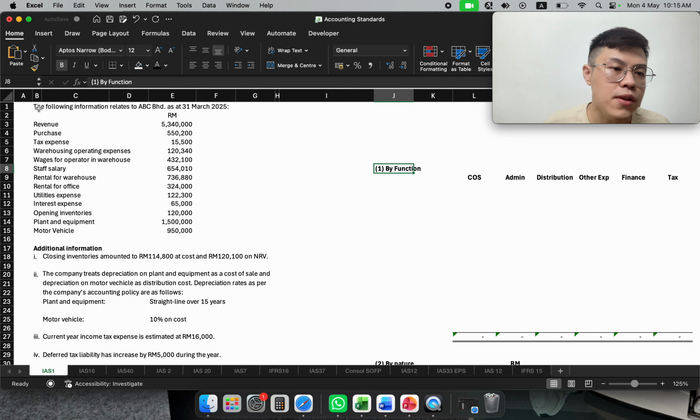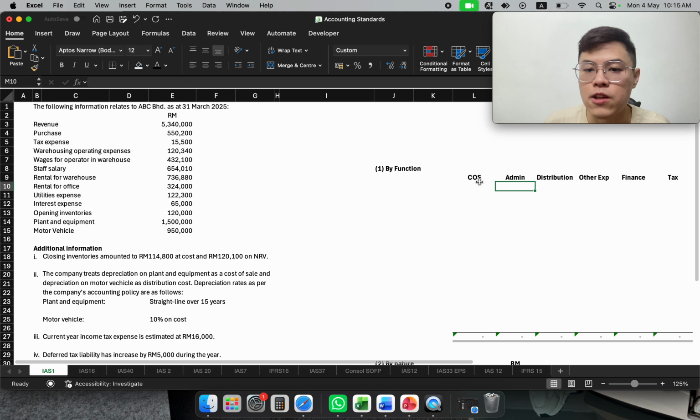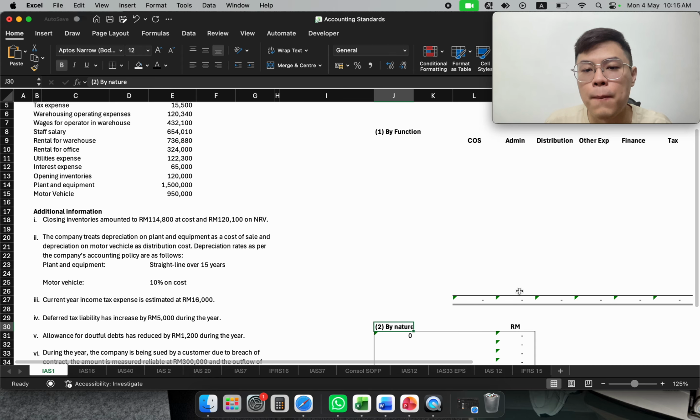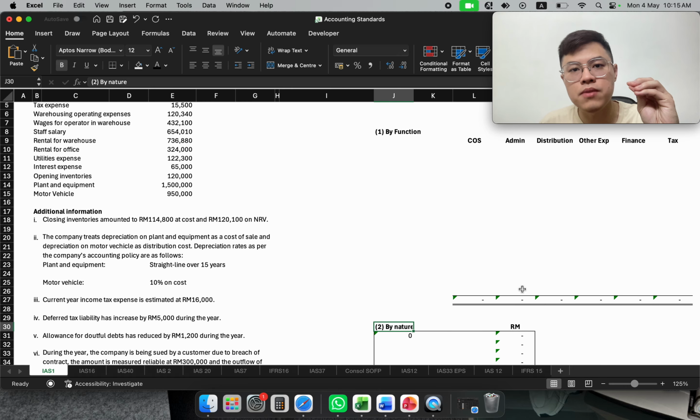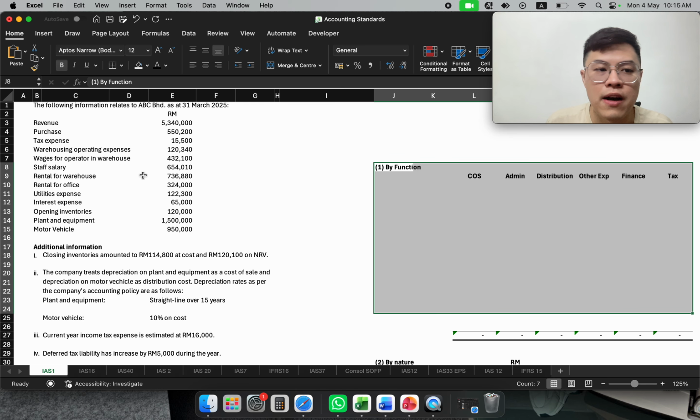So we are going to classify all this information given in the questions into cost of sales, admin, distributions, other expenses, finance, as well as tax. So these are technically the general functions that we always see in organizations. But later on, when we talk about by nature, that will be slightly different because we will look at the nature of the items and classify them. So let's start with the easiest one, which is by functions.